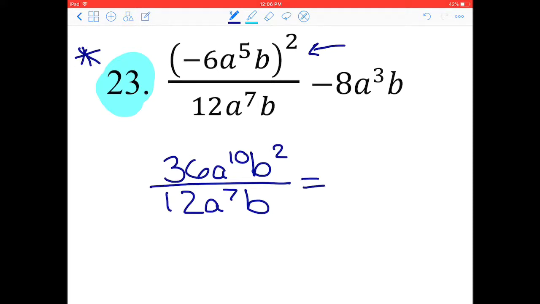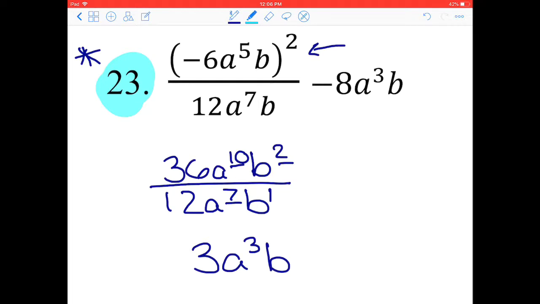36 divided by 12 is what? No. Actually, I'm going to write it down here. 36 divided by 12 is 3. For a, 10 minus 7 is cubed. And for b, 2 minus 1 is 1.